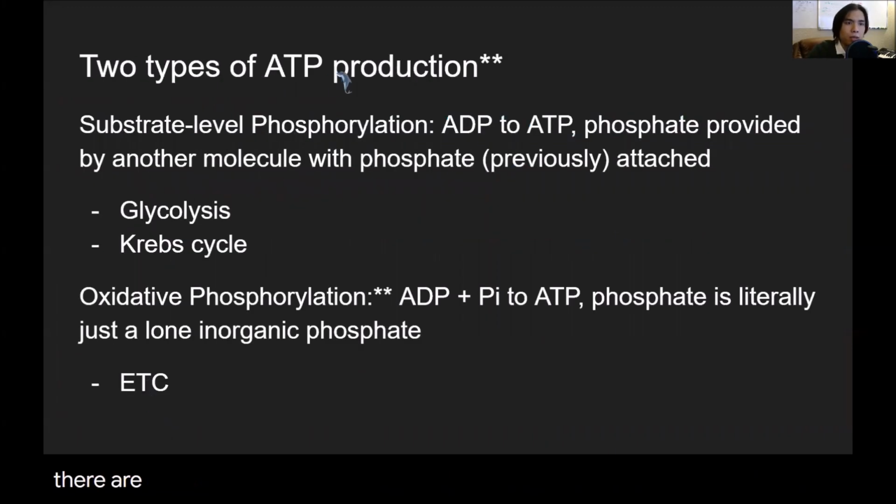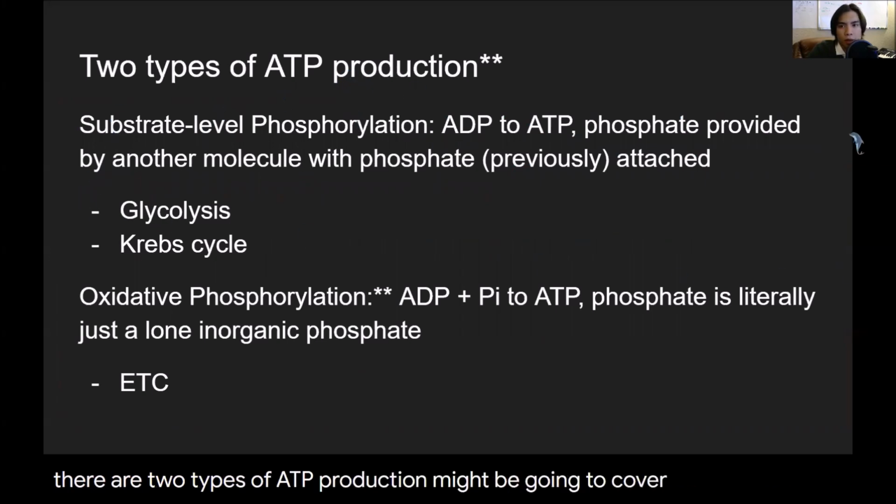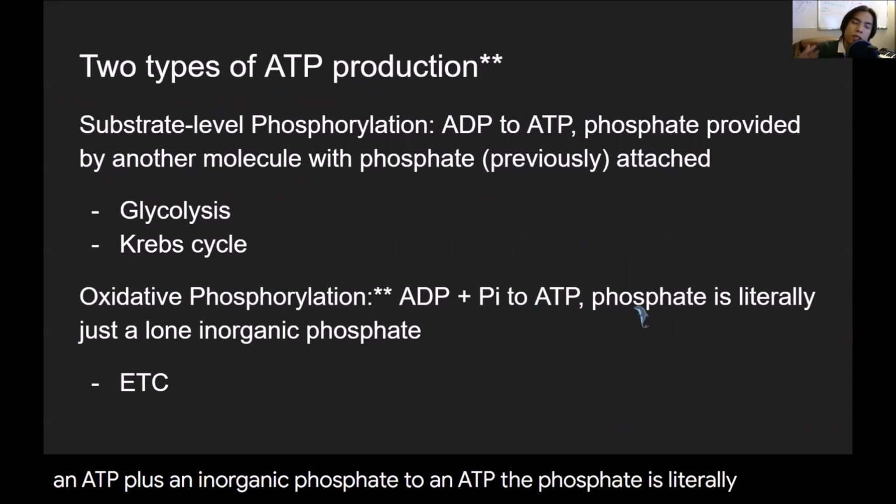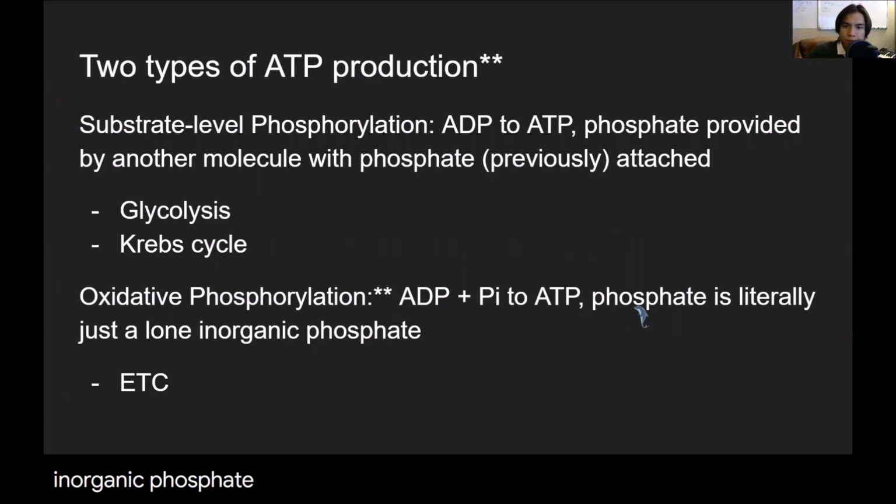So there are two types of ATP production. I'm not even going to cover this. I don't think they'll ask you, but they might ask you this. Oxidative phosphorylation is where you take an ADP plus an inorganic phosphate to an ATP. The phosphate is literally just a lone inorganic phosphate.